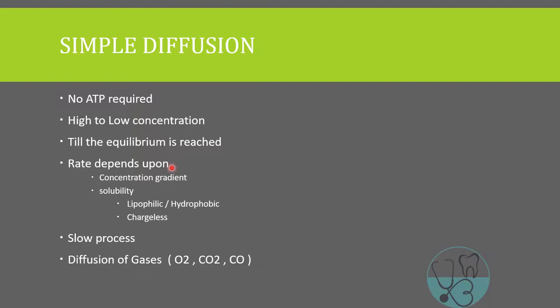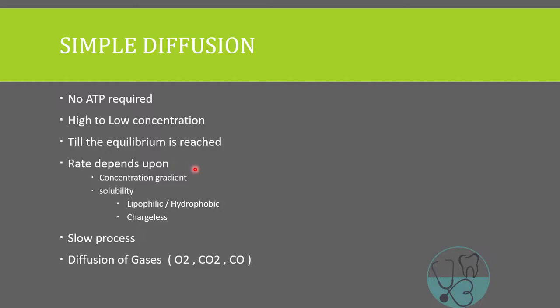So simple diffusion. Since it is a passive process, there is no ATP usage, and the process occurs along the concentration gradient, meaning from higher concentration to lower concentration. And it will occur till the equilibrium is achieved, which means the concentration on both sides should be equal at the end. And the rate will be directly proportional to the concentration gradient. The greater the concentration gradient, the faster the diffusion occurs.